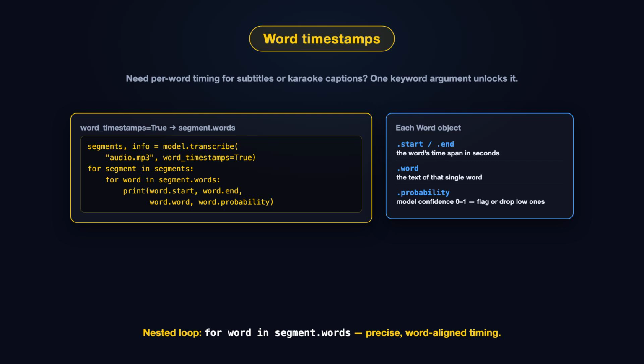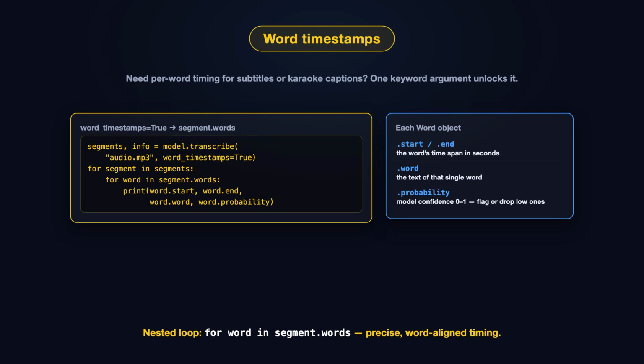Once you do, every segment gains a .words list, and each entry in that list is a word object. Each word carries .start, .end, .word, and .probability. So the pattern is a nested loop: you loop for segment in segments, then inside that you loop for word in segment.words, and you print word.start, word.end, and word.word.